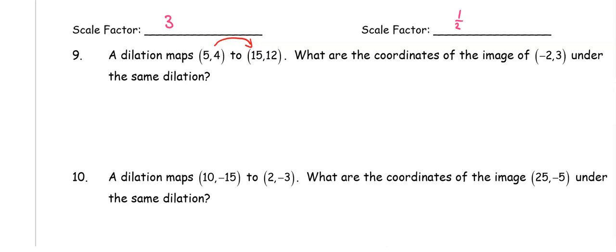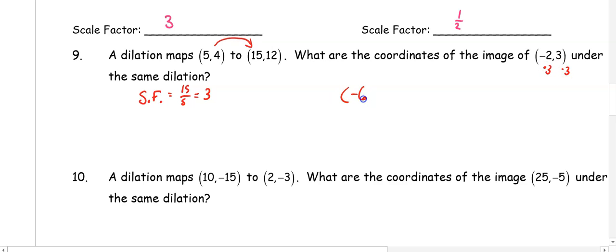So first we have to figure out what our scale factor is. So what did we multiply to get from (5, 4) to (15, 12)? If you're not sure, you can just take one of your points, 15 divided by 5, which gets us a scale factor of 3. So that means we multiplied by 3. So in our new point, we're going to multiply each of those by 3. So we get (-6, 9).